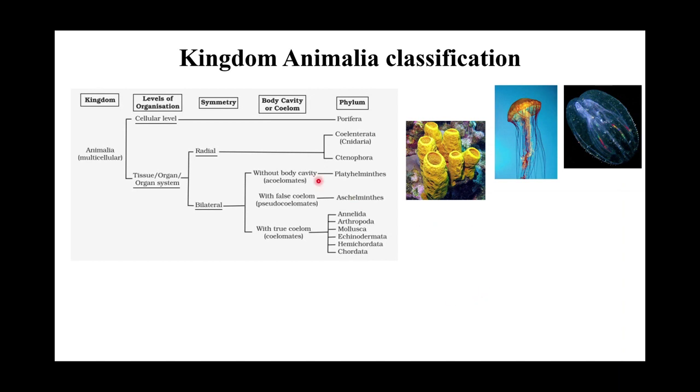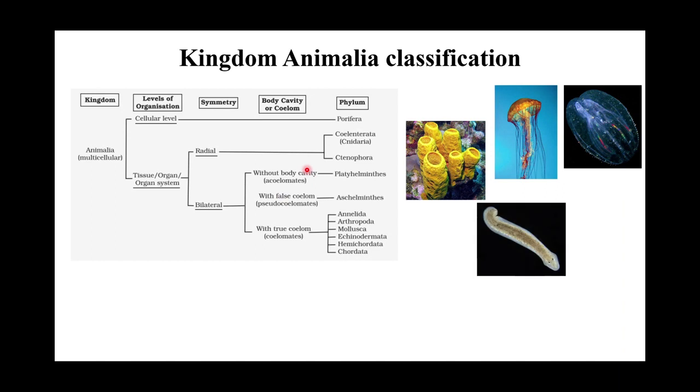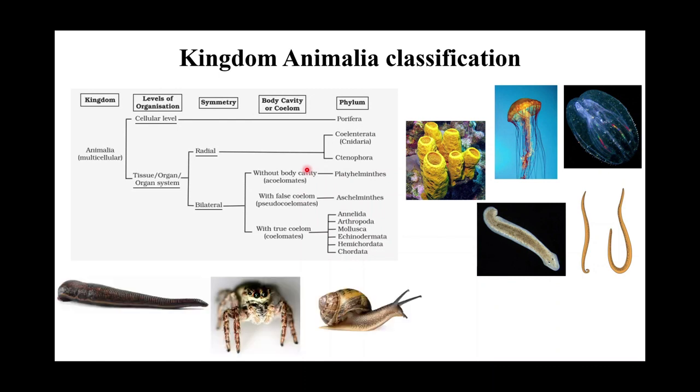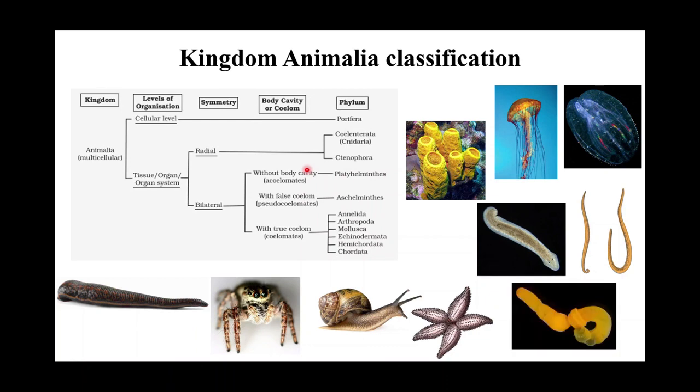So based on that coelom, you have platyhelminths who are acoelomate, you have aschelminths who are pseudocoelomates, and then you have coelomates which are annelida, arthropoda, mollusca, echinodermata, and hemichordata, and chordata will come across a little later.